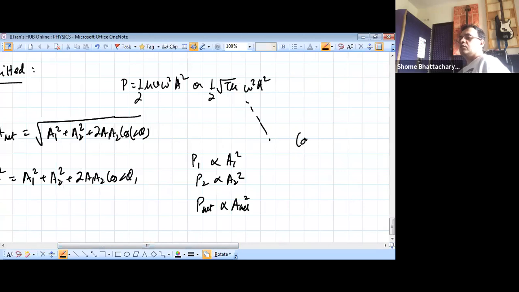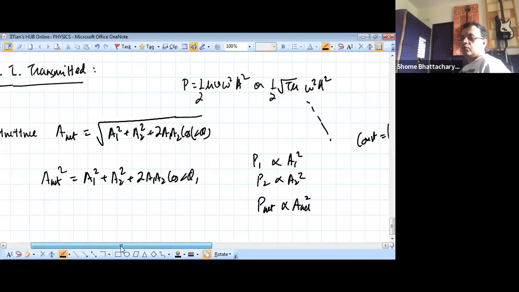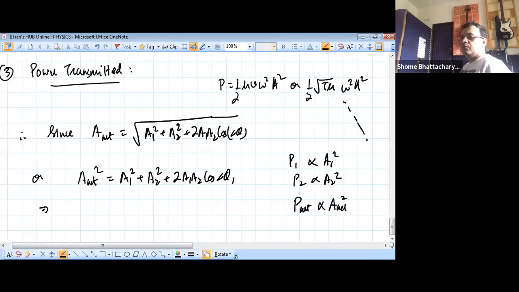The constant of proportionality will be half square root of T mu into omega square, because remember, the two interfering waves and the resultant wave all have the same frequency term and they are propagating through the same medium. So looking at this proportionality, we can convert this formula into a power formula, that the net power transmitted is equal to this relationship between the power of the individual waves. It is this kind of a formula.